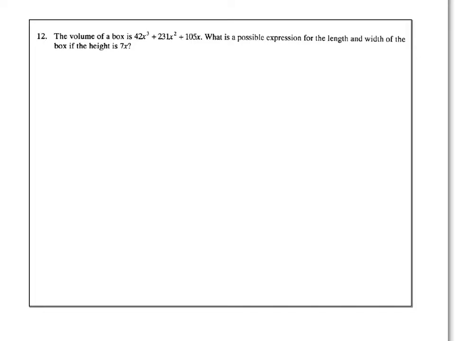So this one tells us we have the volume of a box. Well, volume of a box is V equals length times width times height, 3 measurements. And they give us a trinomial, and they want to know what is a possible expression for the length and width of the box if the height is 7x. Well, they're telling us this is something that we can take out from here. Okay, so I'm going to put a 7x and divide each of those terms by 7x to find out what measurements are left after that height. So 42 divided by 7 is 6. X cubed, take away an x, is x squared.